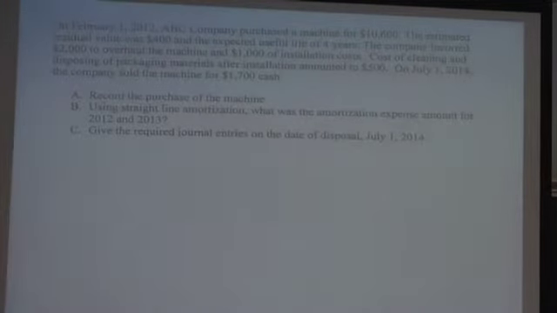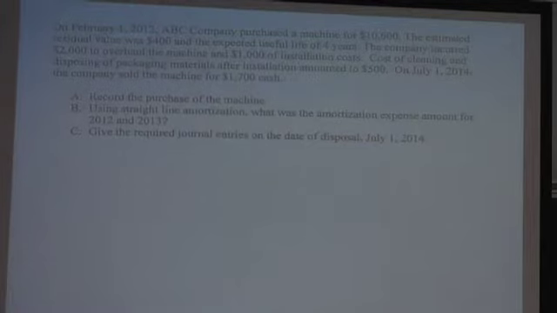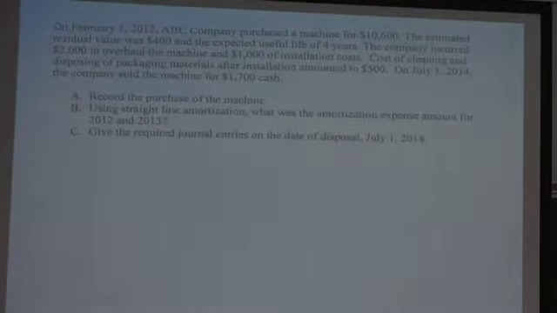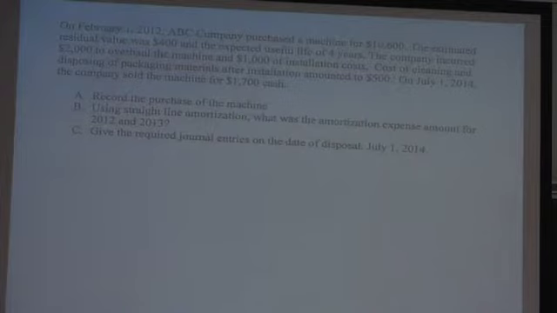On February 1st, 2012, ABC purchased a machinery for $10,600. The estimated residual value is $400 and expected useful life is 4 years. The company incurred a $2,000 overhaul to the machine and $1,000 installation cost.